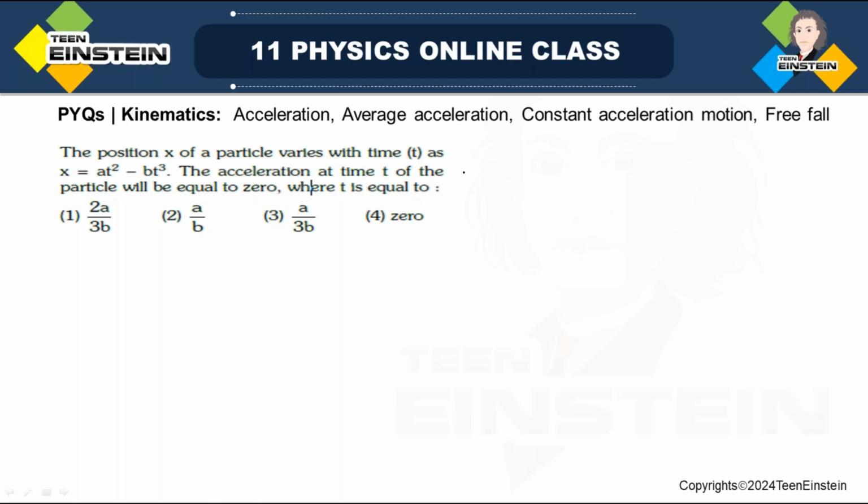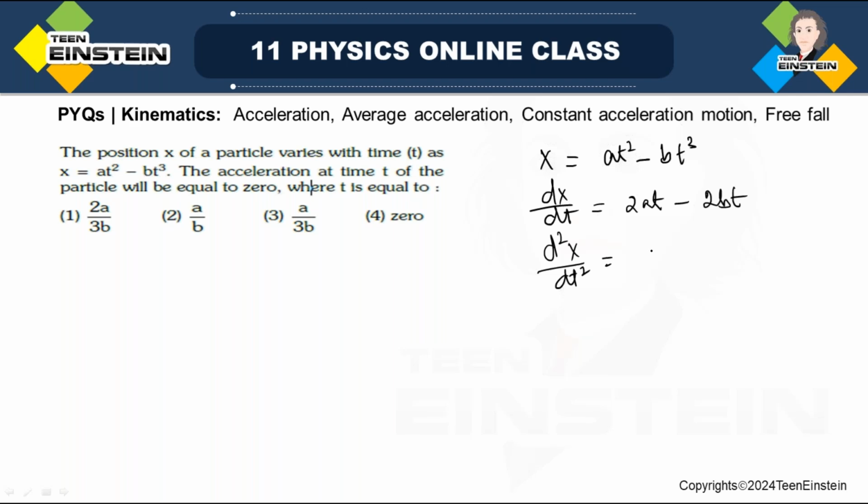Okay, let me just write the x. So x is a t square minus b t cube. Okay, so dx dt is 2a t minus 3b t square. Now acceleration is d2x by dt square, 2a minus 6b t.